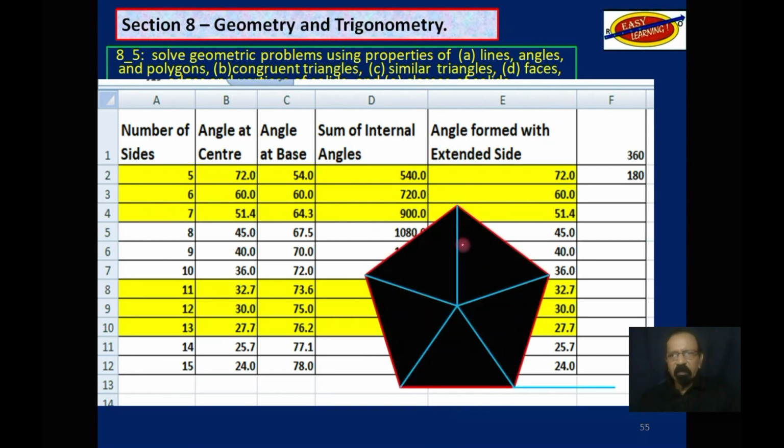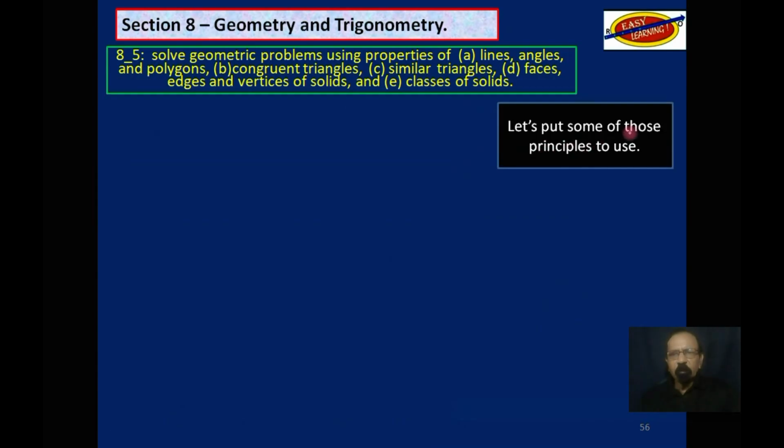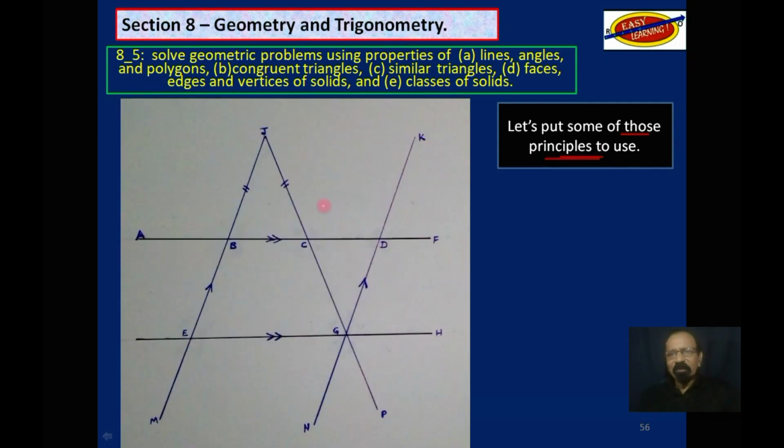You consider a pentagon, as we just did, this first line here, and that should suffice for polygons. Now let's put some of those principles to use that we have learned in this video, in the previous video. Now, CSEC will never give you a question like that to do. But let us say, for our exercise, we have a question like this.